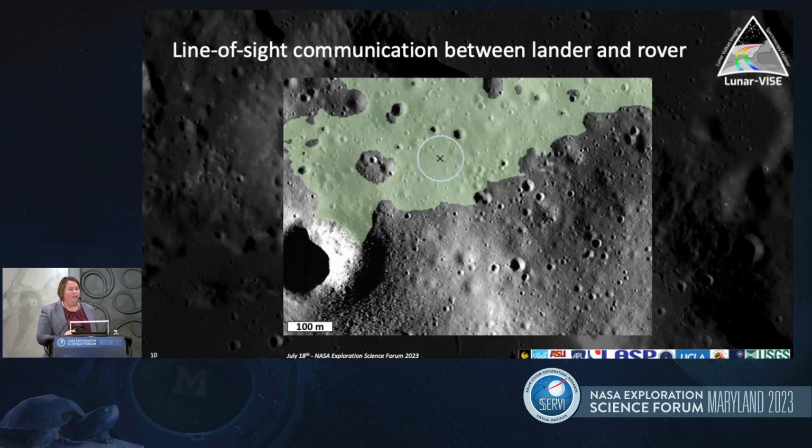The next thing that we are looking at is identifying where we want waypoints to be for our rover traverse. We've been using maps of our expected line of sight between our landing site, which we can see in the X, and the rover, which is this area that we've highlighted in green. We've been looking for areas where we want to go and really accomplish our key investigation goals.